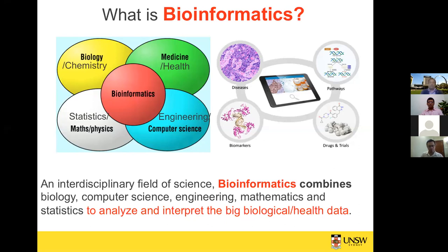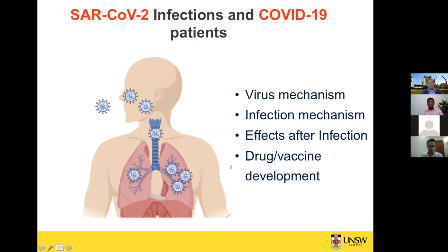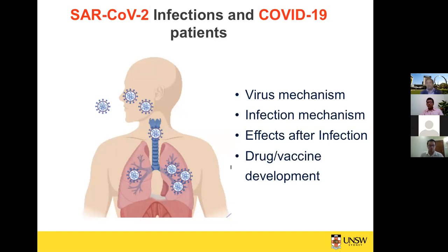So how can bioinformatics help in this case? The virus infects humans. For this reason, we need to know the virus mechanism for development of the vaccine or drug or to prevent it. Also, we need to know the infection mechanism: how it infects the human, in which organ, how much it affects each organ, and also the effects after the infection. And we also need to know the process of drug development, considering all the information of the virus and the human body. So it is not an easy task. It's not a tiny task. And it's not small data. It's very big data, big information.